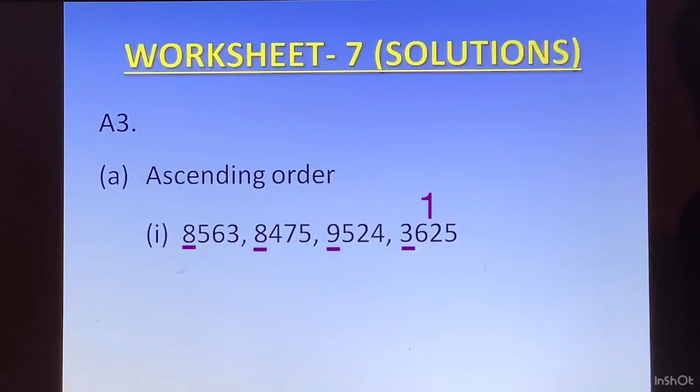After that we have 8, 8 and 9. Now we'll compare the second digits of these two numbers. One is 5, one is 4. So we will write 8475 as the second number and then followed by 8563. And lastly we will write 9524.